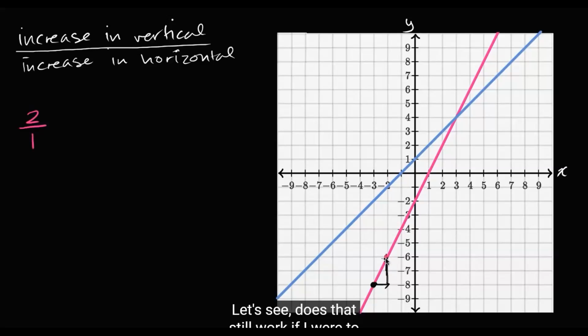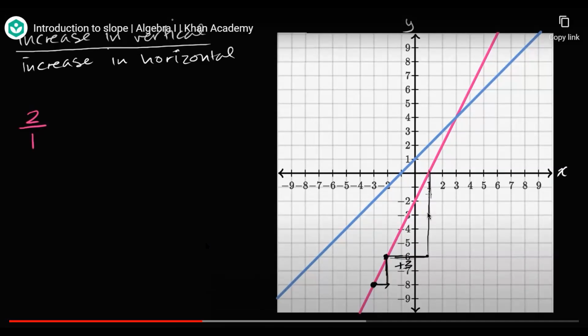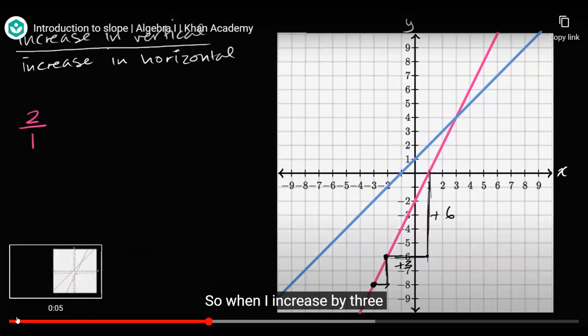Let's see, does that still work? If I were to start here, instead of increasing the horizontal direction by 1, let's increase by 3. So now I've gone plus 3 in the horizontal direction. Then to get back on the line, how much do I have to increase in the vertical direction? I have to increase by 1, 2, 3, 4, 5, 6. I have to increase by 6. So plus 6. So when I increase by 3 in the horizontal direction, I increase by 6 in the vertical.